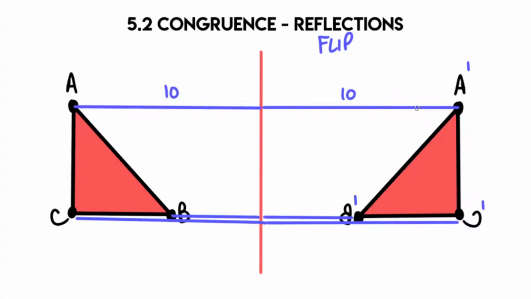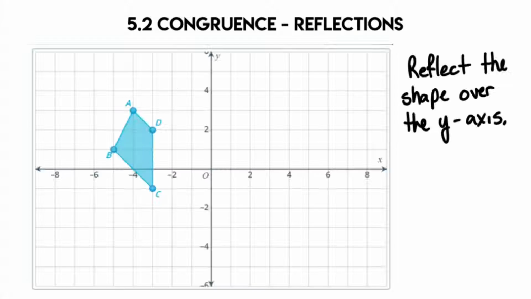They all have these beautiful little parallel lines that connect them back and forth, okay? And that is a key thing about reflection, that if A is 10 away from here, A prime must also be 10 away from here. So let's take a look at what this looks like on a graph.